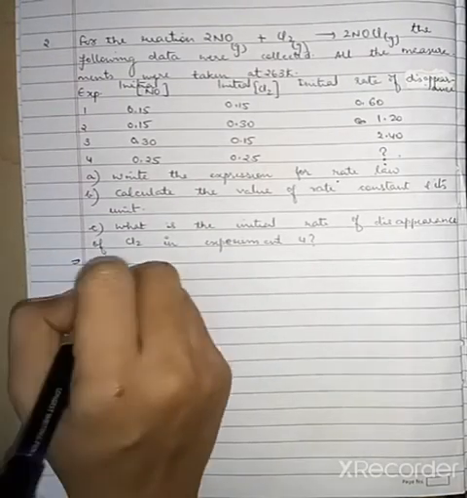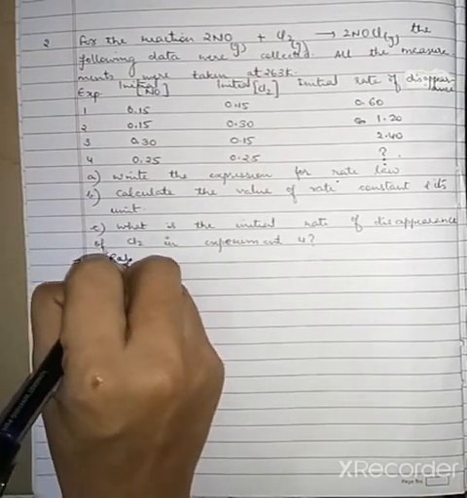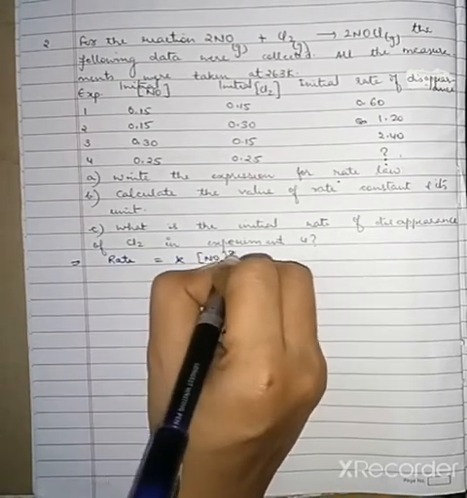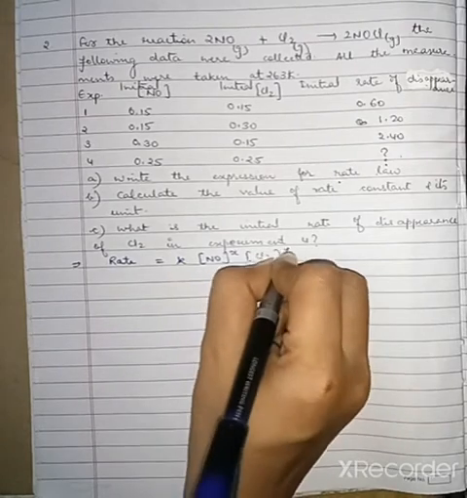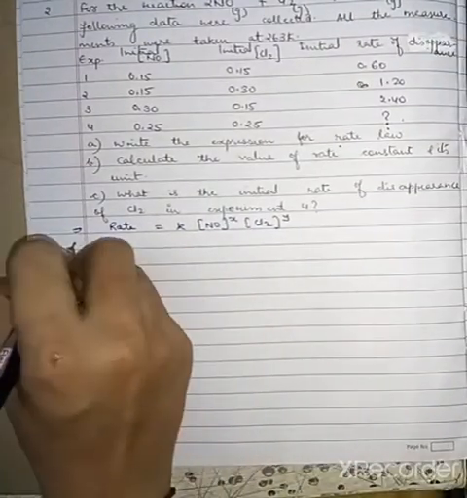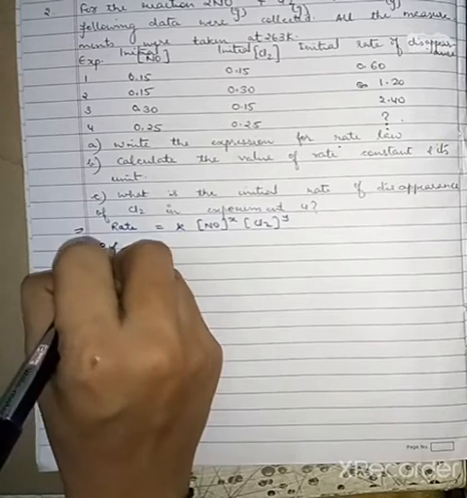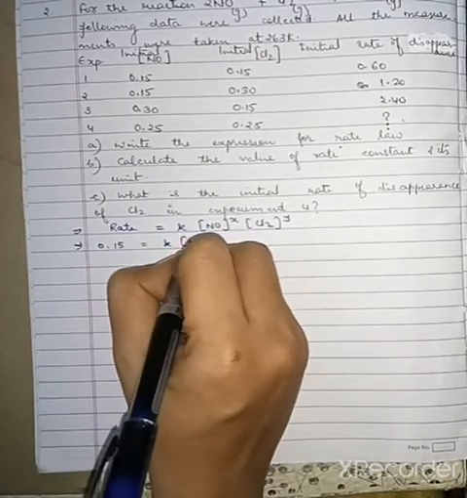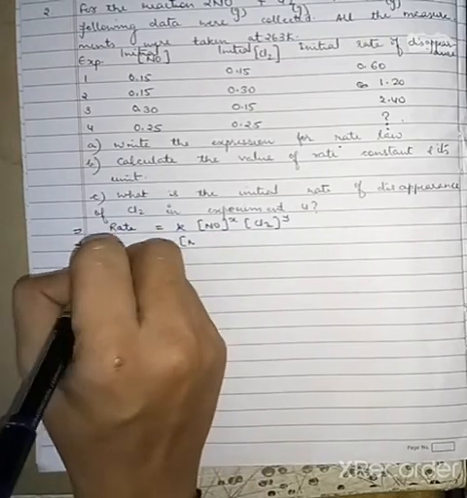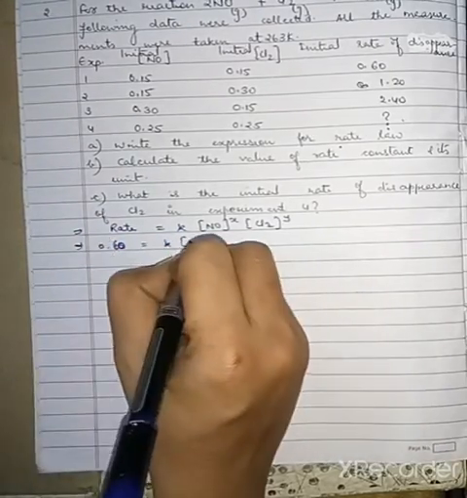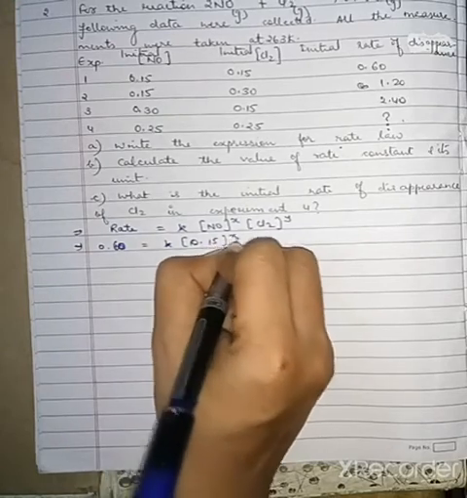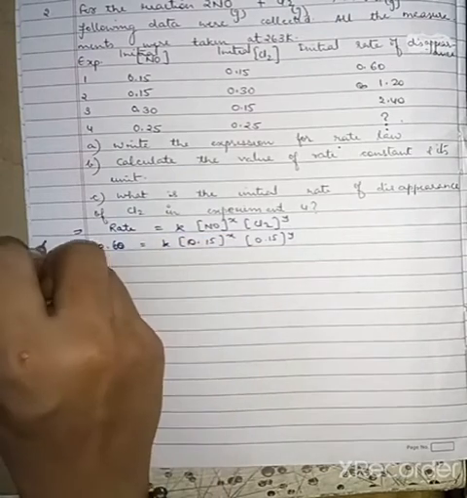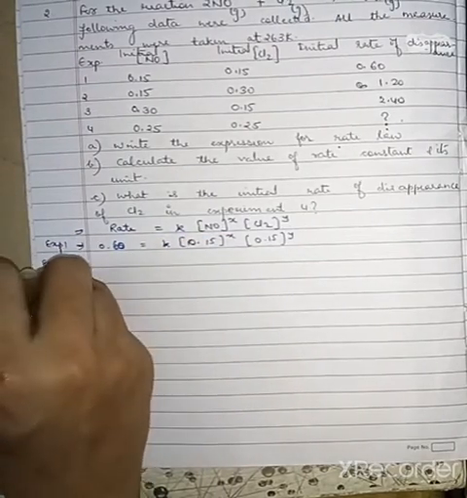So the first thing that we will do is write the rate expression. The rate expression is rate constant times NO to the power x and Cl2 to the power y. Now, given experiment 1, the rate is 0.60, which is equal to K, the NO concentration is 0.15 to the power x and 0.15 to the power y. This is from experiment number 1.